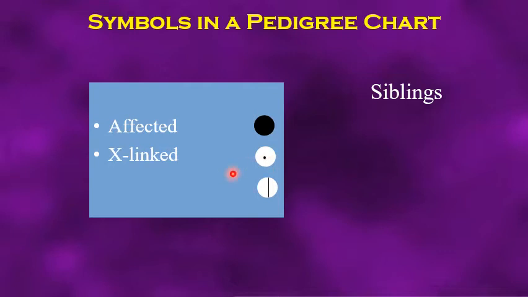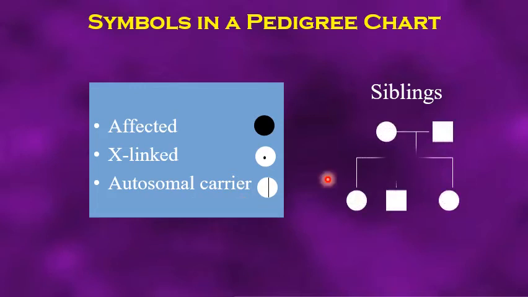This figure means X-linked, and this means autosomal carrier. This is called sibling or ذرية.